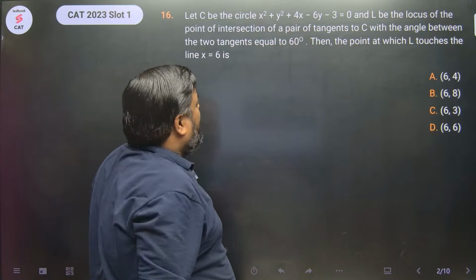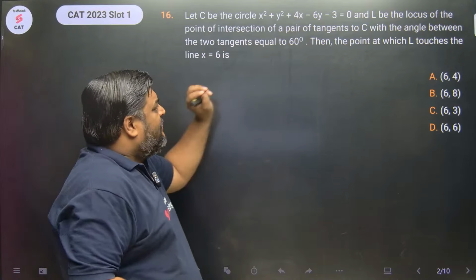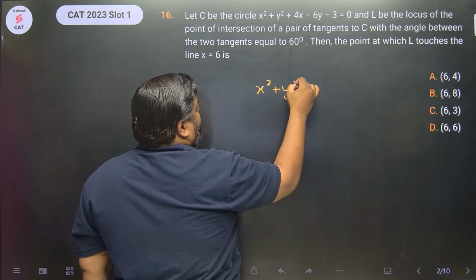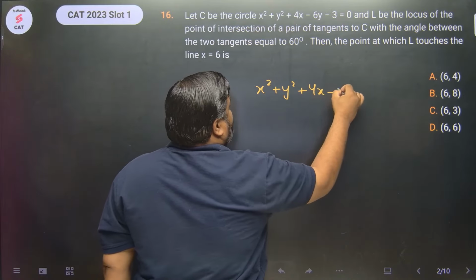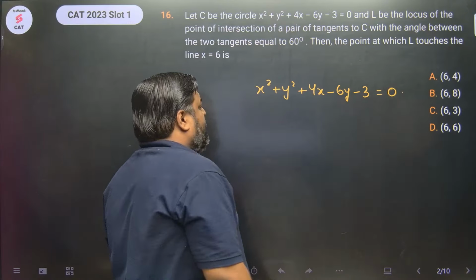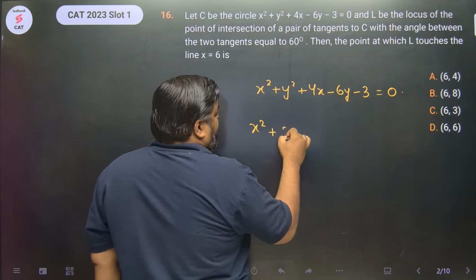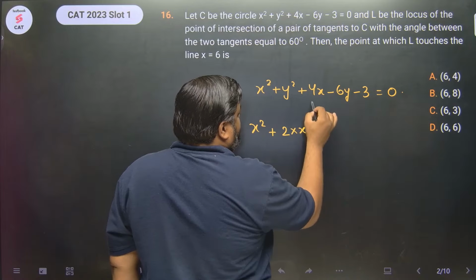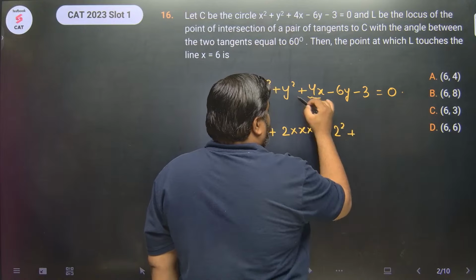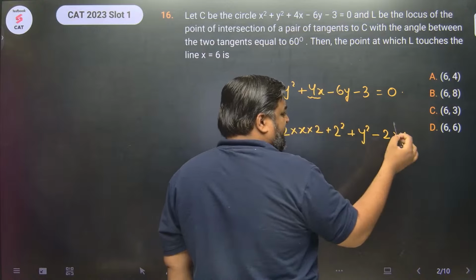Let's see, we have a circle, and we know how to find the radius and center of this circle. Let's do that. So we have a circle x square plus y square plus 4x minus 6y minus 3 equals 0. So this is the circle. Let's bring it to our format. I can write this as x square plus 2 into x plus 2. 4x is broken down. So I'll need a 2 square and then y square, so minus 2 into y. And it is minus 6y, so I'll need a 3.